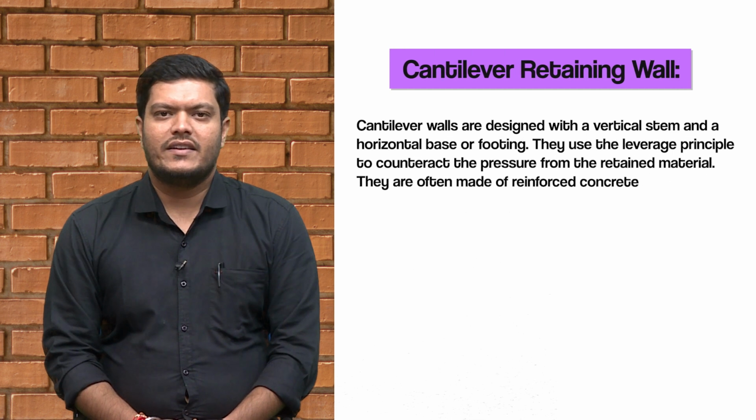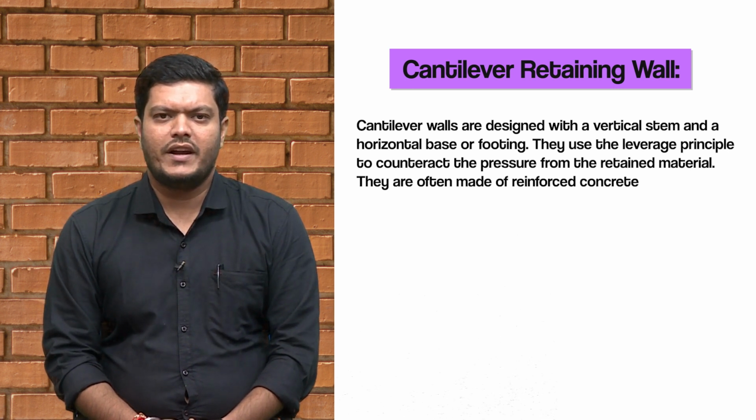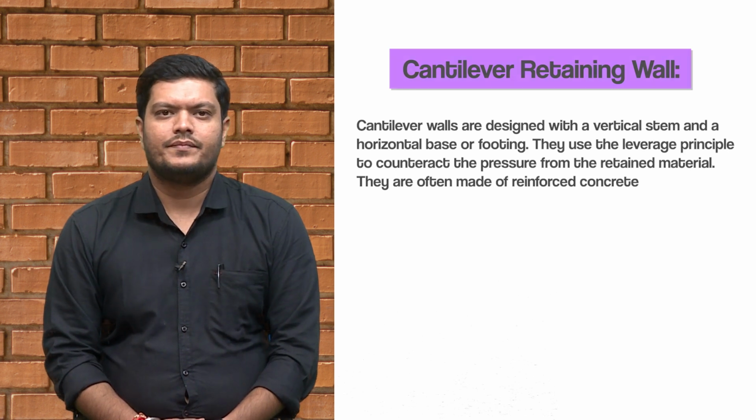Second, cantilever retaining wall. Cantilever walls are designed with a vertical stem and a horizontal base or footing. They use the leverage principle to counteract the pressure from the retained material. They are often made of reinforced concrete.